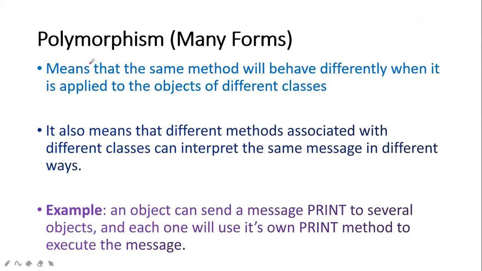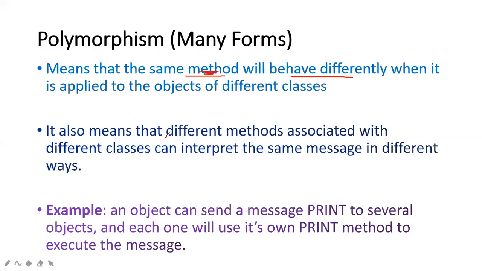Now moving further, polymorphism means that the same method we are talking about will behave differently when it is applied to the objects of different classes. If we are using the methods in different classes, then those two methods are different. It can have the same meaning, it can have the same method name, but it does not work in the same way. It has a different way of behaving. So that is what polymorphism is.